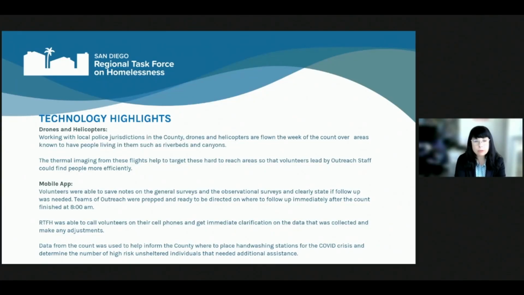Also, with the use of real-time data coming in, I myself was able to call volunteers on their cell phones and get clarification on some data points that morning when it was still fresh in their minds. If it looked like they maybe crossed over to a different census tract and somebody was counted more than once, I was able to clarify with them.